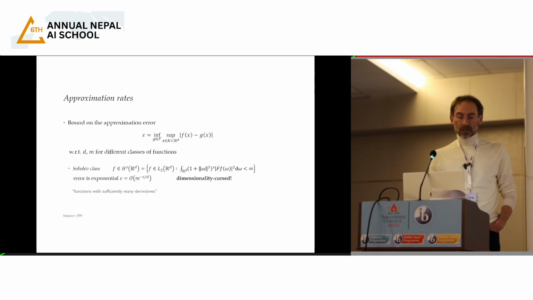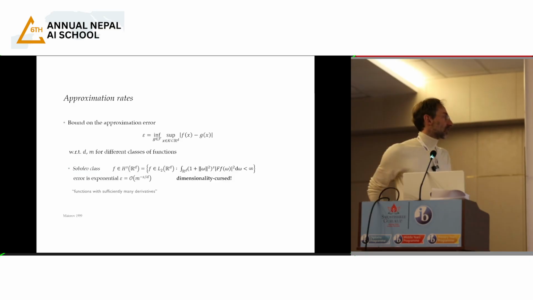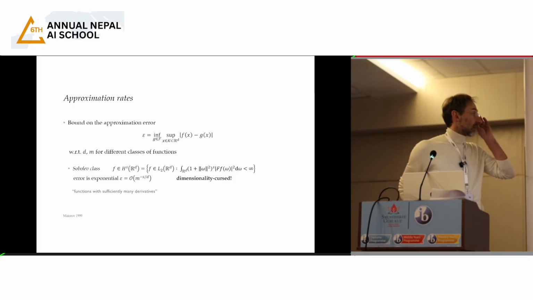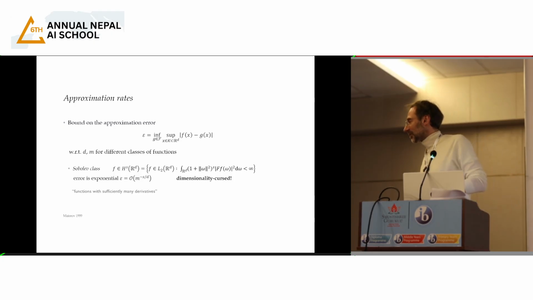So in this case, the error is exponential in the dimension, so it's dimensionality cursed. You can think of these as functions with sufficiently many derivatives, and this is too big a class, so it's dimensionality cursed. You can think of other classes. People design special classes of functions that are well behaved, so they're not dimensionality cursed, but these classes are too narrow. They're not interesting.